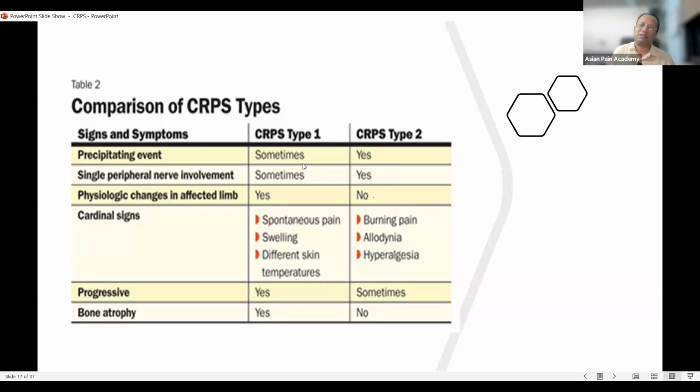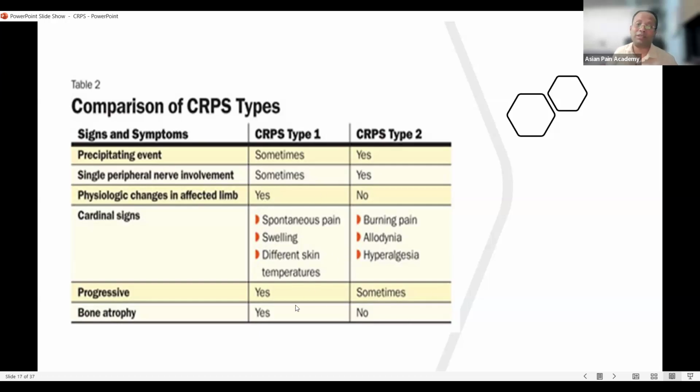And some patients were just like that, nothing happened. Then we say it is CRPS 1. Now, why was this distinction made? Because it has been seen that CRPS 1, which develops without any reason, is progressive, bone atrophy occurs, and it becomes severe. But if there is a precipitating reason, then the prognosis is better. So this is the use of this classification.